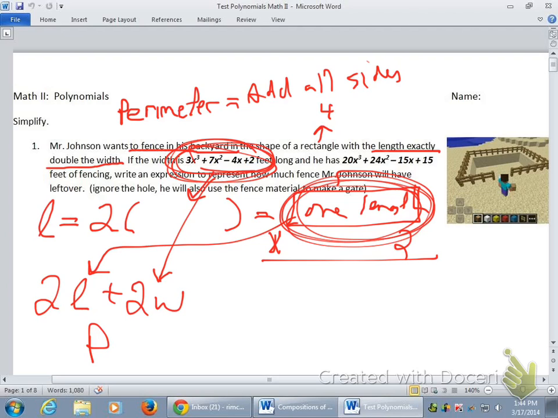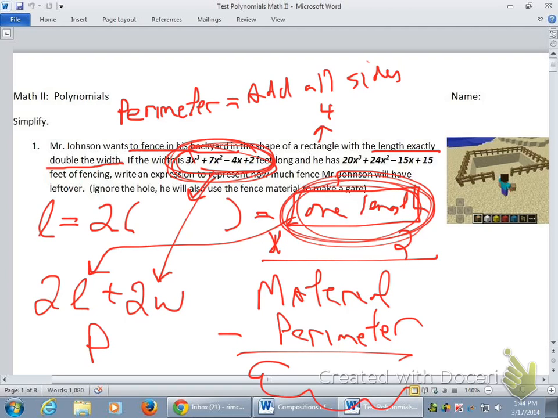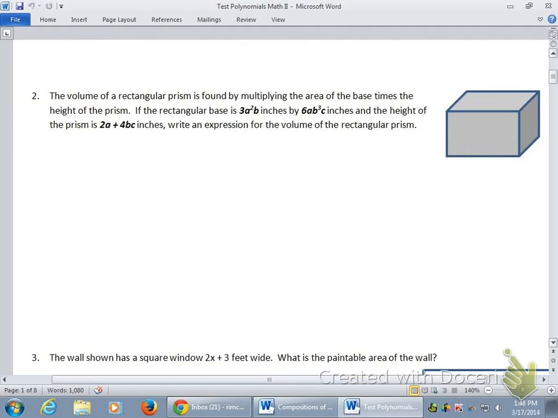Now, somewhere in the middle here, it says that you have this much fencing and you're going to have leftovers. Okay? How are you going to find out the leftovers? You're going to take the amount of materials that you have and subtract the perimeter of the fence. And that should be your answer. Okay? Tried to set you up for success on this one.